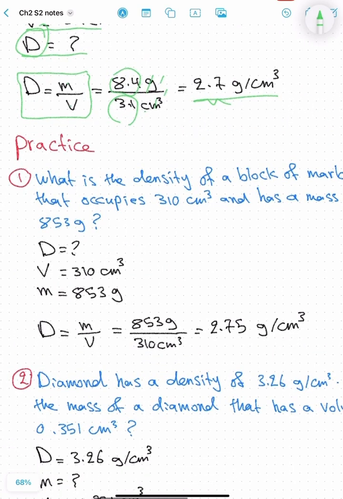Okay, let's go to practice. Number 1. What is the density of a block of marble that occupies 310 cubic centimeters? Cubic centimeter is the unit for volume. It has a mass of 853 grams. Again, write down the formula and divide your two numbers, and you'll get the answer.